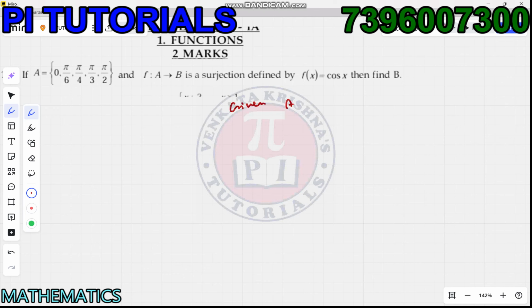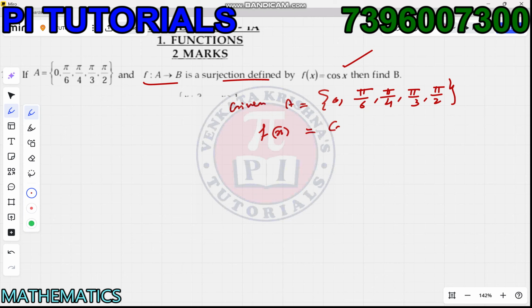Given A is equal to 0, pi by 6, pi by 4, pi by 3, pi by 2. F from A to B is a surjective function. F of x is given as cos x. Then find B. B means the set of codomain. Codomain is also equal to range.